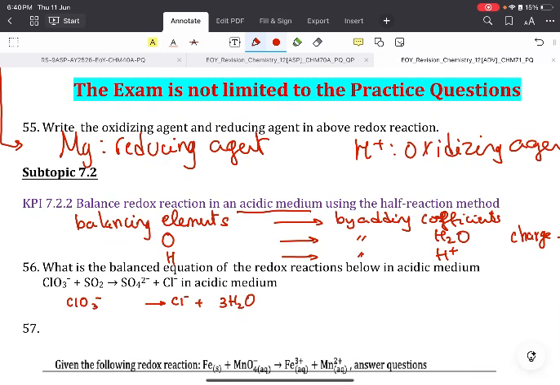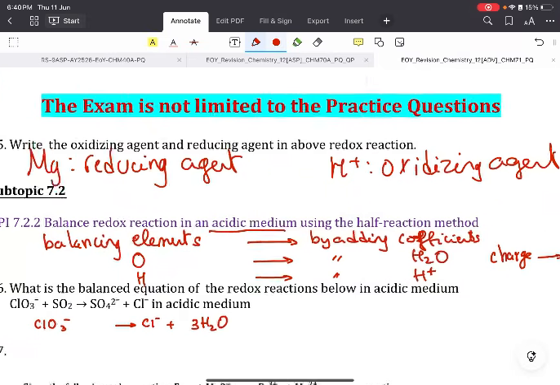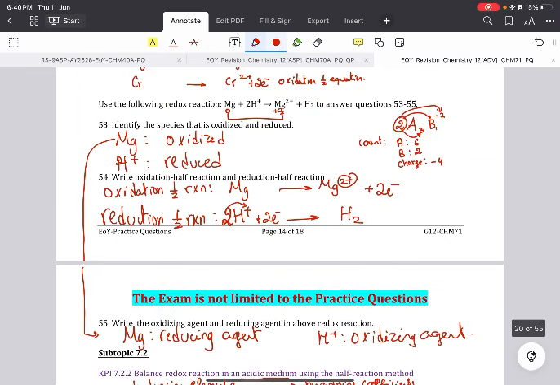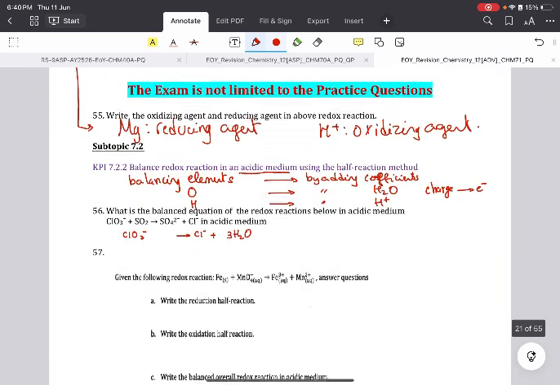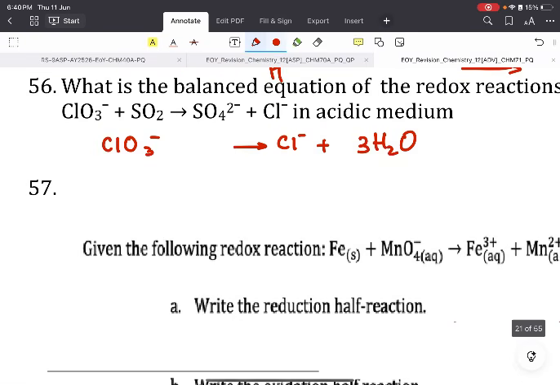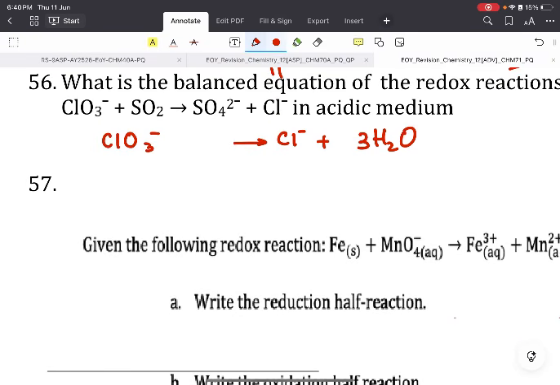Now remember, whenever I have a coefficient, I multiply this coefficient by everything, as I said, 2B or 6A. So in here, I placed 3H2O. It means I have 6 hydrogen. So over here, I'm gonna add 6H pluses.